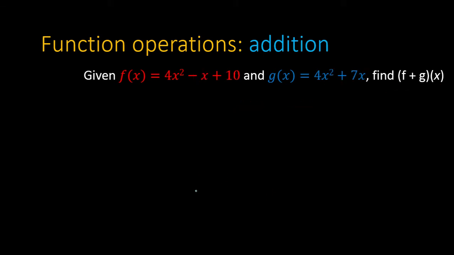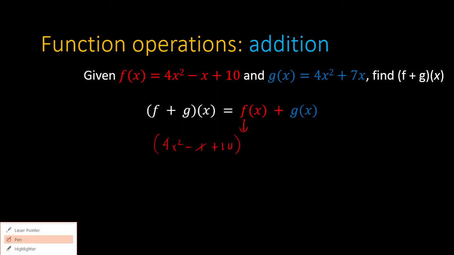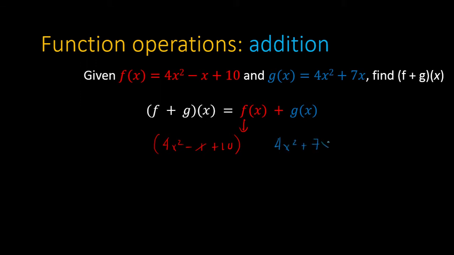Now let's try again. So again, I've got an f of x and a g of x, and I remember that f plus g of x is just equal to f of x plus g of x, meaning I write f of x, 4x squared minus x plus 10, so there's my f of x. I write g of x, which is 4x squared plus 7x. So I've got my f of x, I've got my g of x. I connect them with a plus sign, and then I combine like terms.